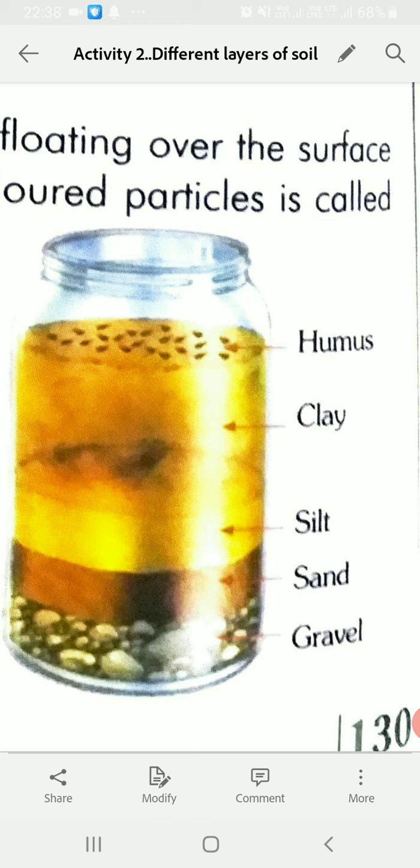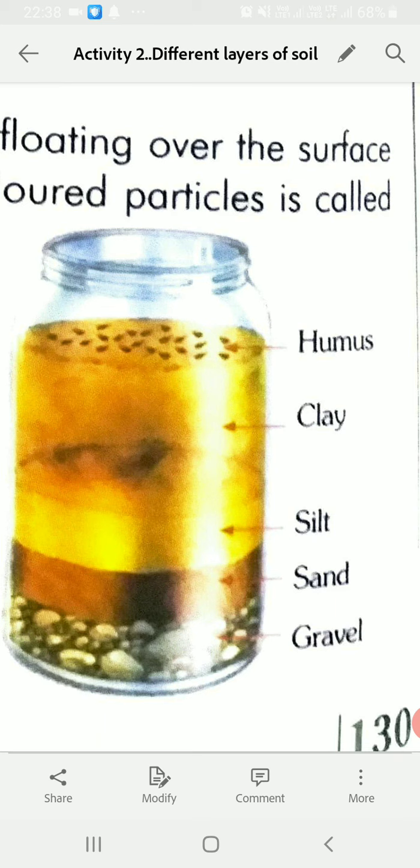First, the materials required for this activity are a glass jar and a sample of soil from any place. We take a handful, a little amount of soil, and put it in a jar containing water. The level of water should be 2/3 of its height.